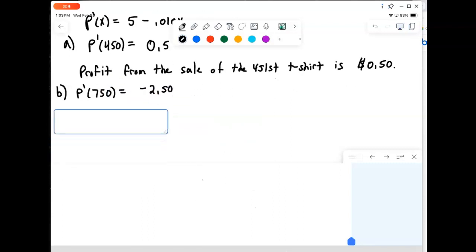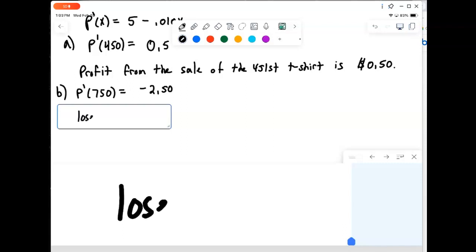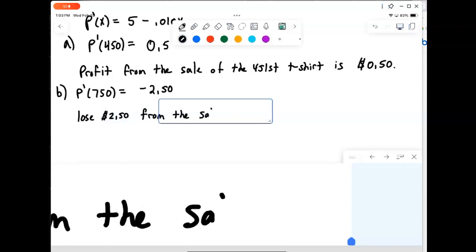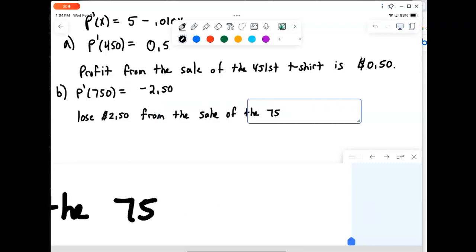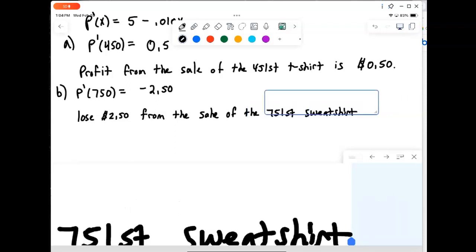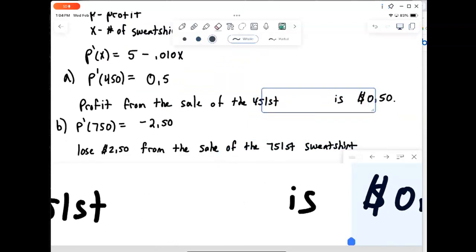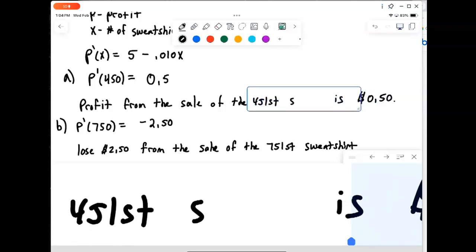So here's a bad situation now, because now our marginal profit is negative, which means that we're going to lose $2.50 from the sale of the 751st sweatshirt. I said t-shirt. It's actually sweatshirt, I believe. If I go back up to my definition, yeah, not t-shirt, but sweatshirt. I'll just say shirt.